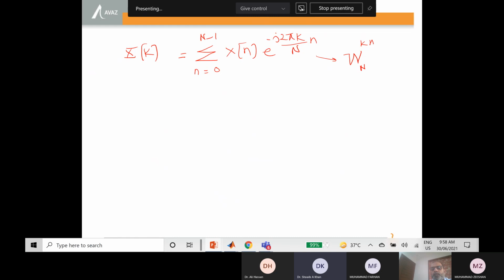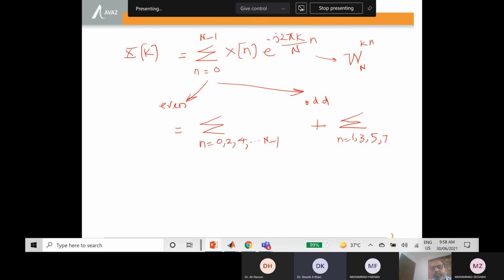Okay, they said let's split this, divide and conquer. Split this summation in two parts. One is for even indices, the other is for odd indices. This is the only trick. So we will do even indices 0, 2, 4 till N minus 1, and then we will do one more summation with 1, 3, 5, 7 till N minus 1. Okay, those summations, yes, there is absolutely no problem. We have the same formula.